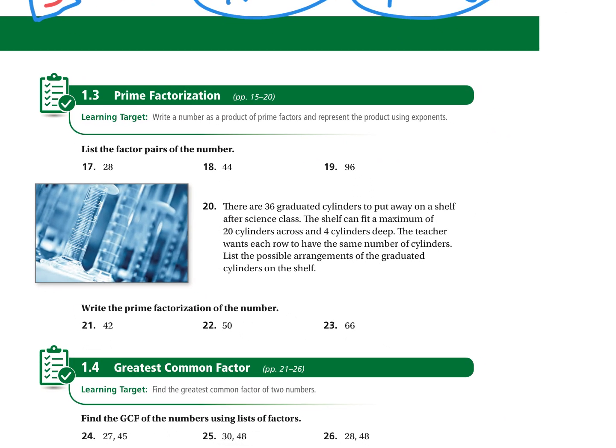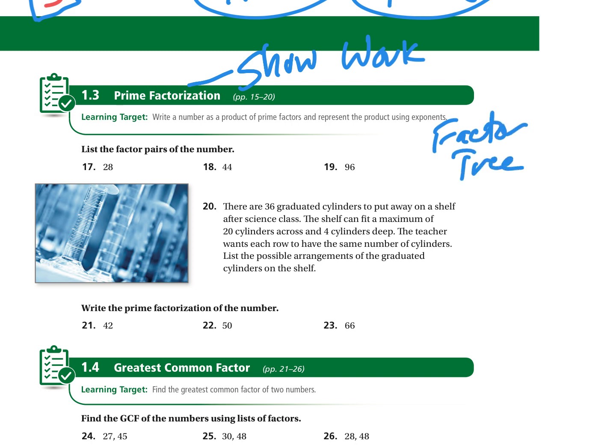1.3 was all about prime factorization. And then the key here, I think, is being able to show your work using factor trees. So if you have a number like 96 here, can you make a factor tree? If you have 44, can you make a factor tree? So show your work there.